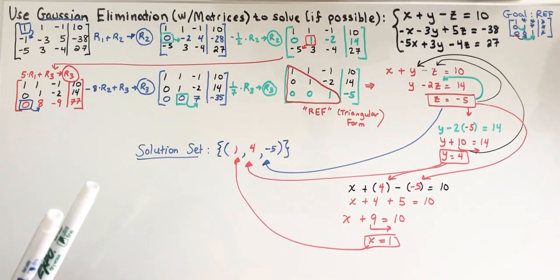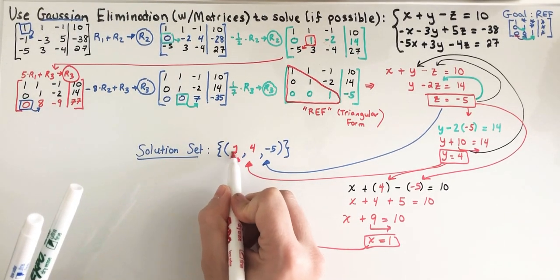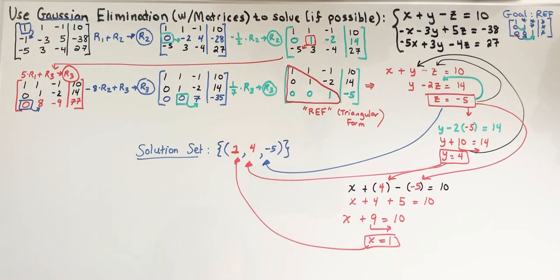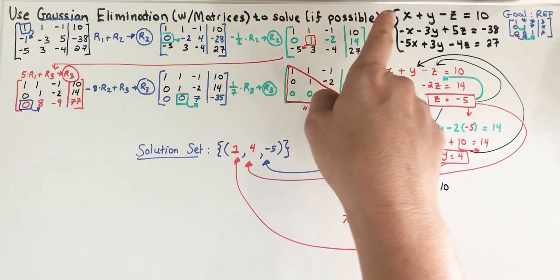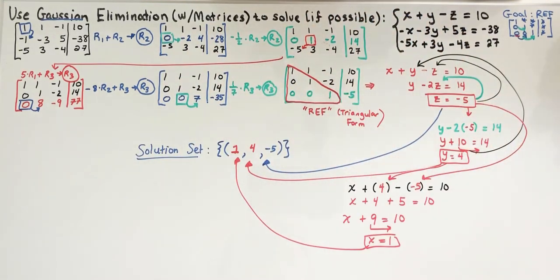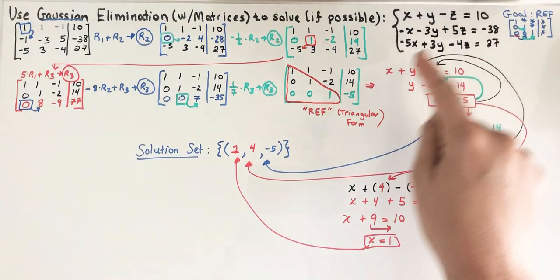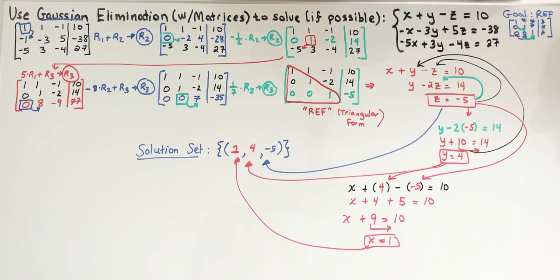So we now have found the one and only ordered triple in three-dimensional space where the three planes, here, here, and here, intersect at that one point in space, 1, 4, -5. Again, you can check yourself by plugging back into the original system of equations and making sure that all three equations are satisfied, so like 10 equals 10, -38 equals -38, 27 equals 27.